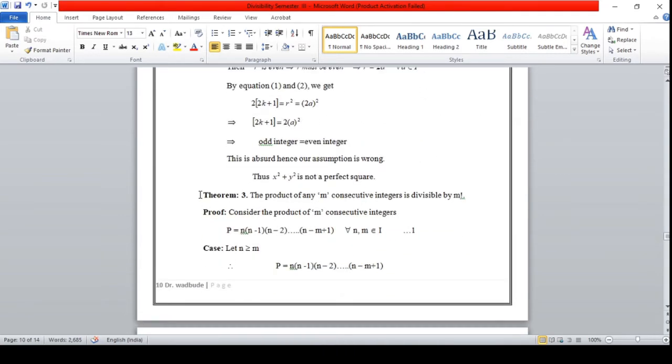Theorem 3: the product of any m consecutive integers is divisible by m factorial. This is the most important theorem after DAT. The product of any m consecutive integers is divisible by m factorial.